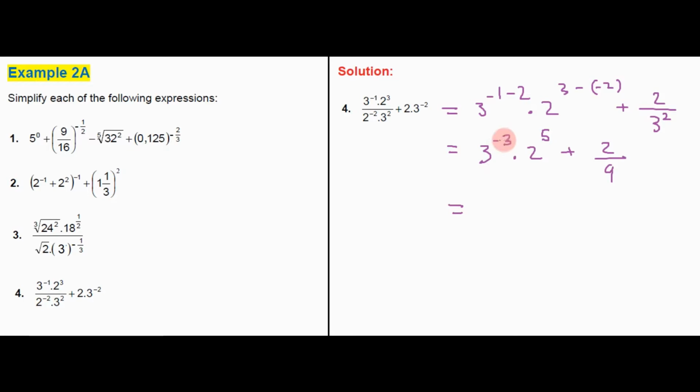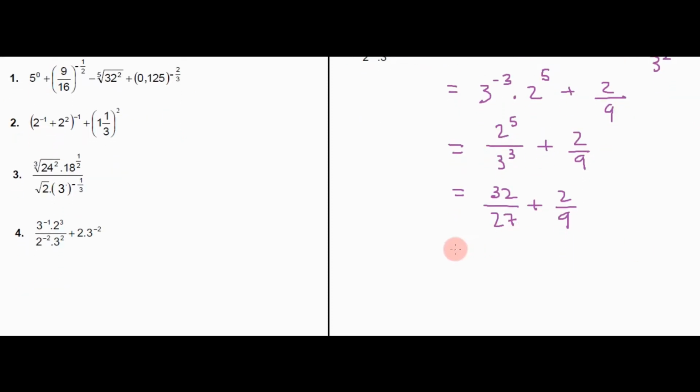Once again, we're going to put the 3 to the negative 3 in the denominator as 3 to the positive 3. And 2 to the 5 is 32. So it's 32 over 27 plus 2 over 9. And we can write this as one fraction. The LCD is 27. 27 into 27 once times the top is 32. 9 into 27 3 times the numerator. So 3 times 2 is 6. And our final answer then is 38 over 27.